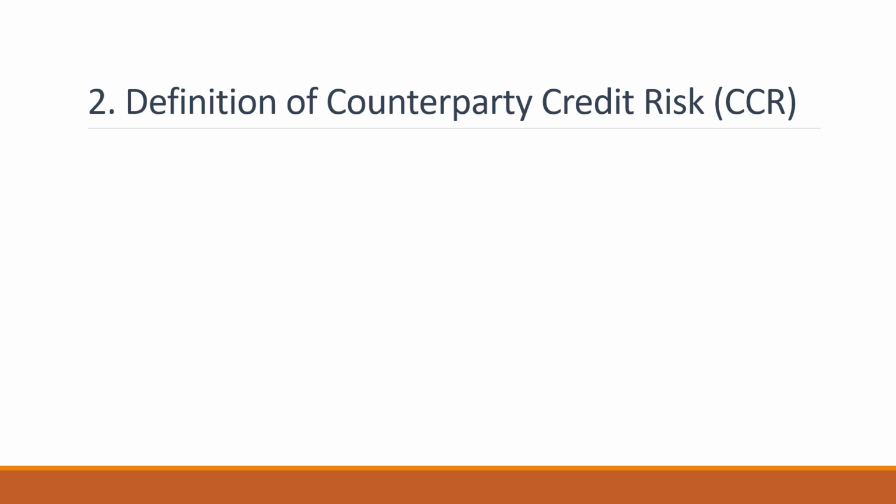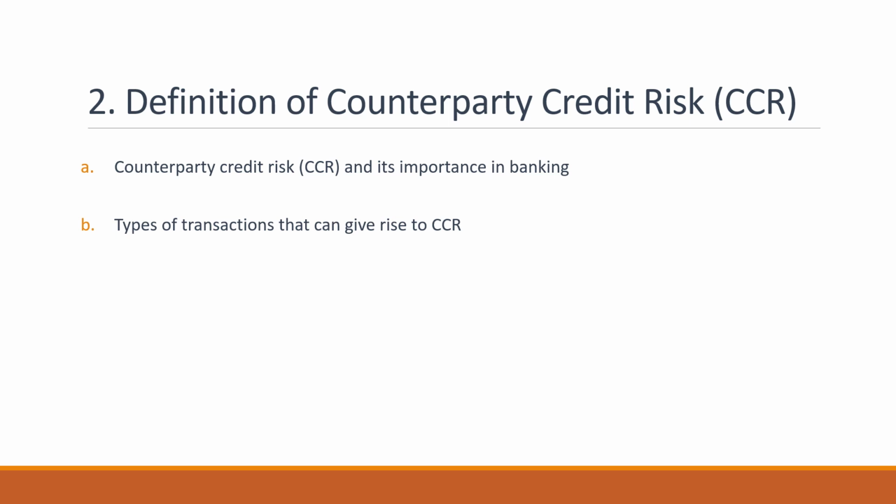Definition of counterparty credit risk, CCR. Counterparty credit risk is the risk that a counterparty to a transaction will default before fulfilling its obligations under the transaction. This risk is inherent in all financial transactions, and it can have a significant impact on a bank's capital adequacy. Types of transactions that can give rise to counterparty credit risk include derivatives, loans, and securities. As financial professionals, it's important to understand counterparty credit risk and its potential impact on a bank's capital adequacy.